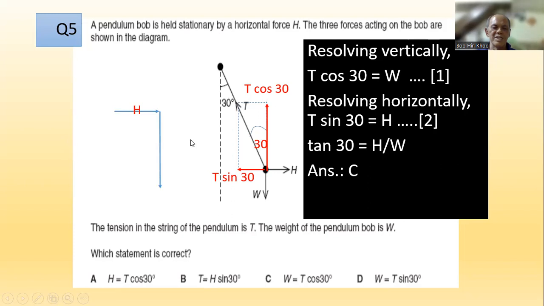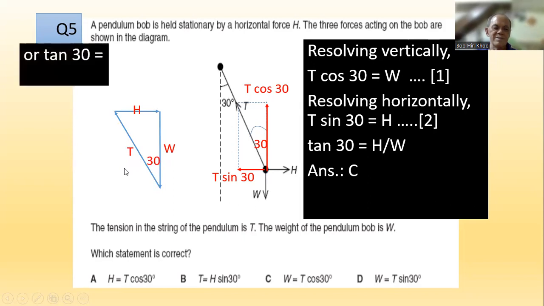We can draw the triangle of forces, if we don't want to use components. There's your H, there's your W, there's your T. So the angle is 30 degrees. We still get the same answer. Okay, get all these equations.